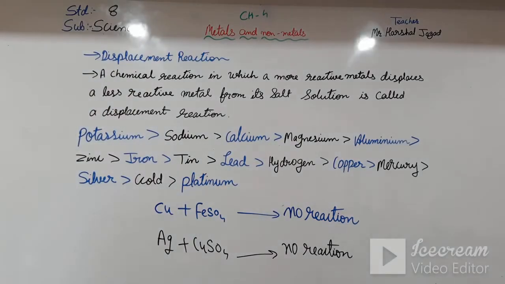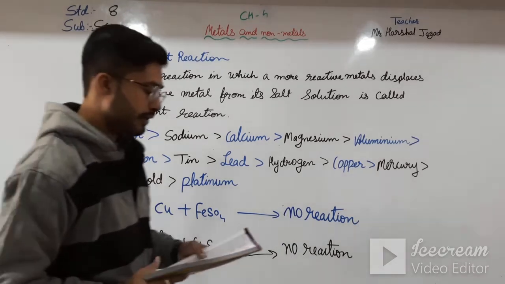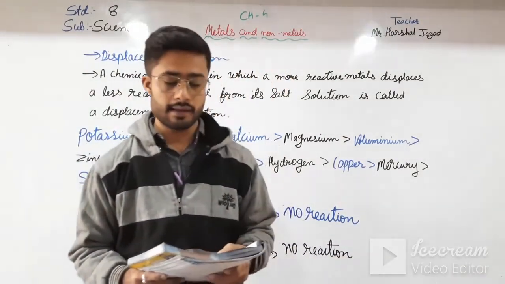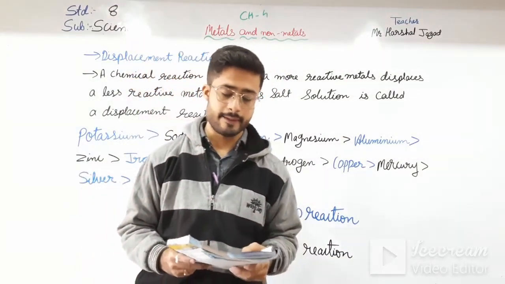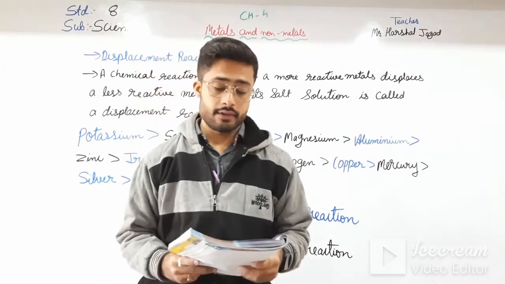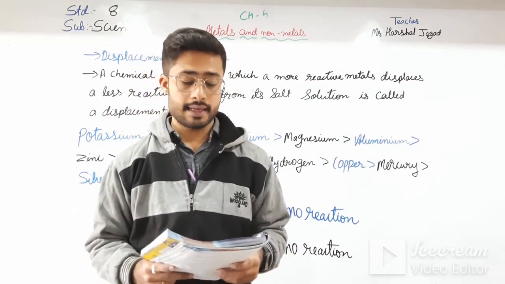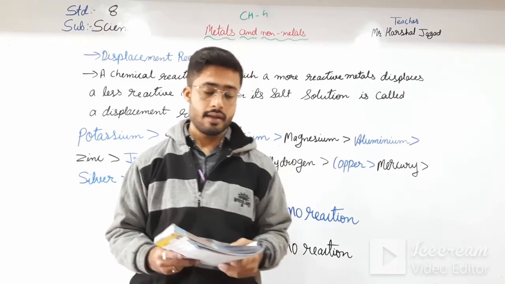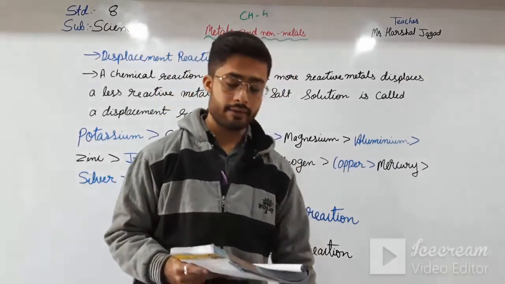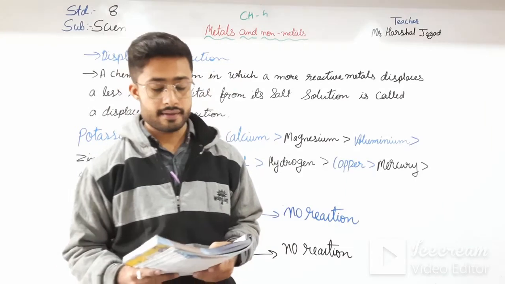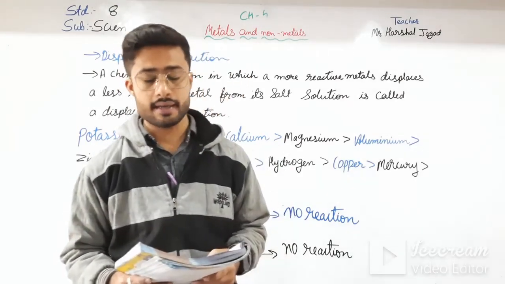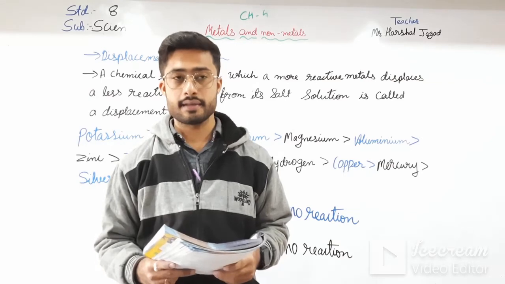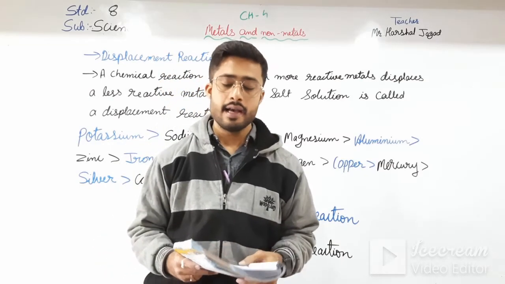Okay students, now moving forward, I am just reading some of the points which are given in your textbook. In a displacement reaction, a more reactive metal displaces another less reactive metal in a salt solution. A chemical reaction in which a more reactive metal displaces a less reactive metal from its salt solution is called a displacement reaction. Metals have been arranged on the basis of their reactivity in a series called the reactive series. Reactive series of metals is a list of common metals arranged in the decreasing order of their reactivity.